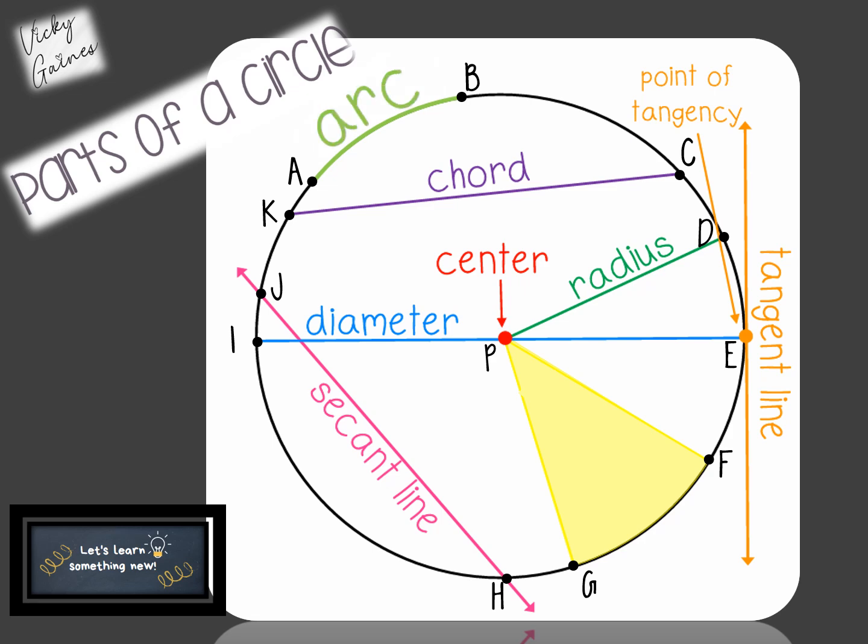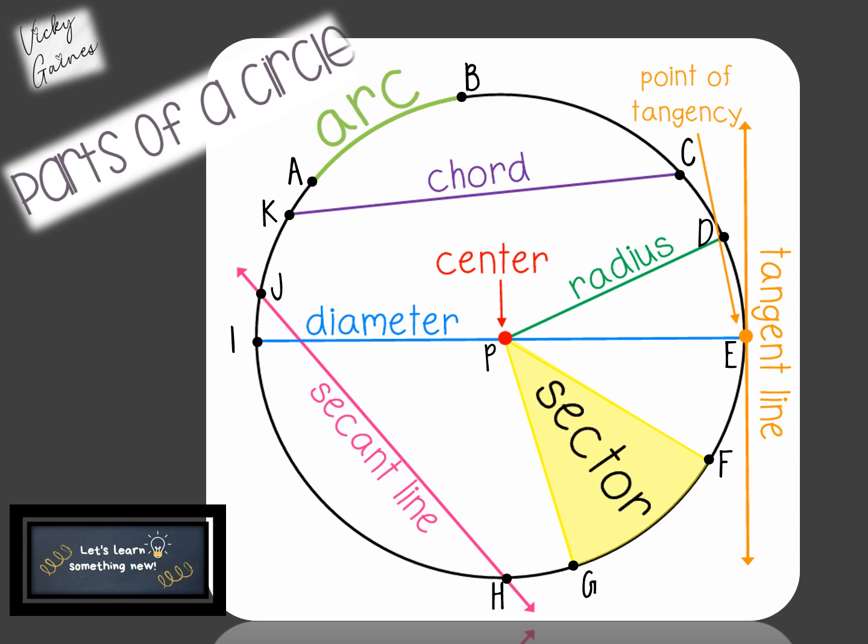An arc is part of the circle. This one is going from point A to point B on the circle, and that is an arc. It happens to be arc AB or arc BA, which is a minor arc. Maybe get to that later in your studies.